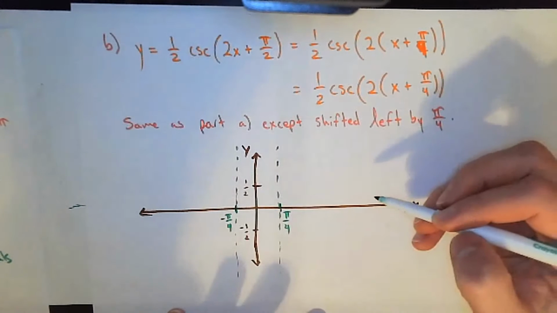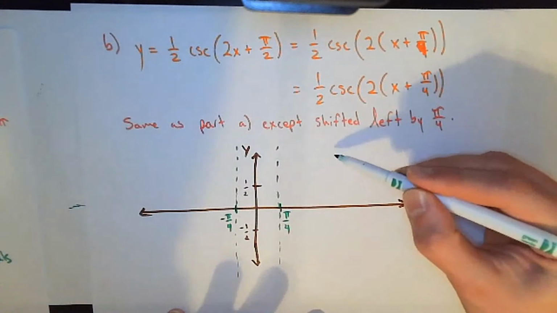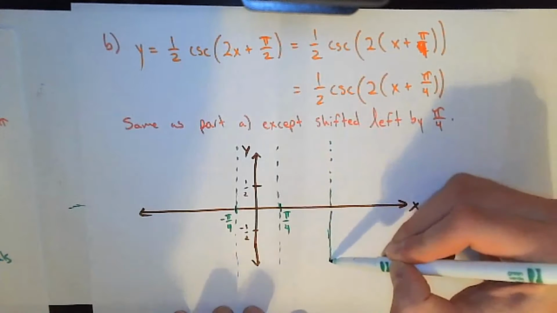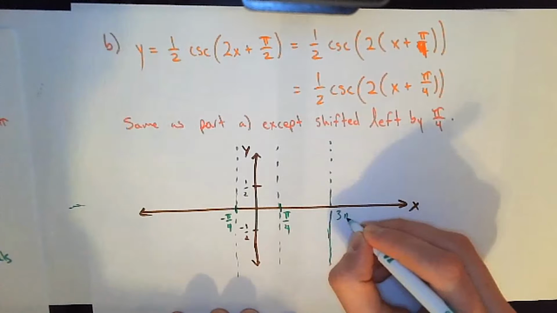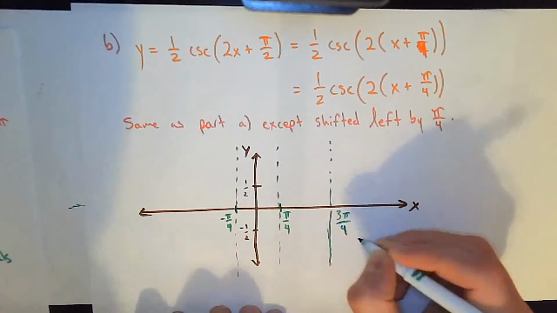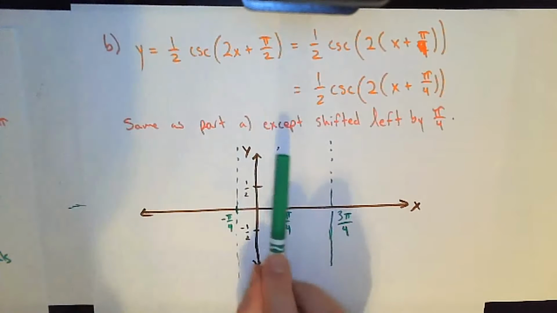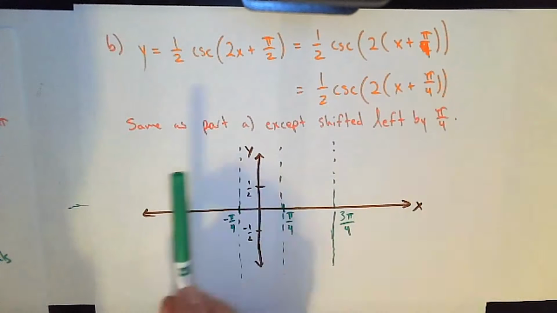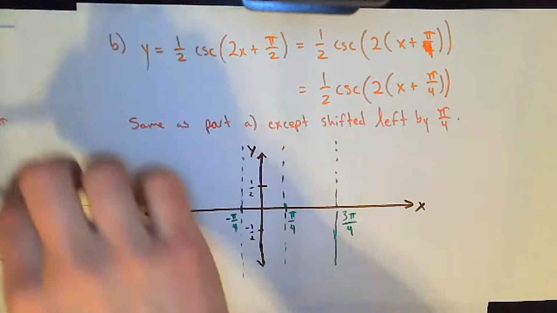And then finally, the last one was at pi, and I'm shifting that left by pi on 4. So they're evenly spaced. There's a half pi in between each one, and that's going to be 3 pi on 4. No, yeah, 3 pi on 4. There we go. How did I get those? I just took where my asymptotes were at 0, pi on 2, pi, and subtracted pi on 4 from each one, shifting left by pi on 4.